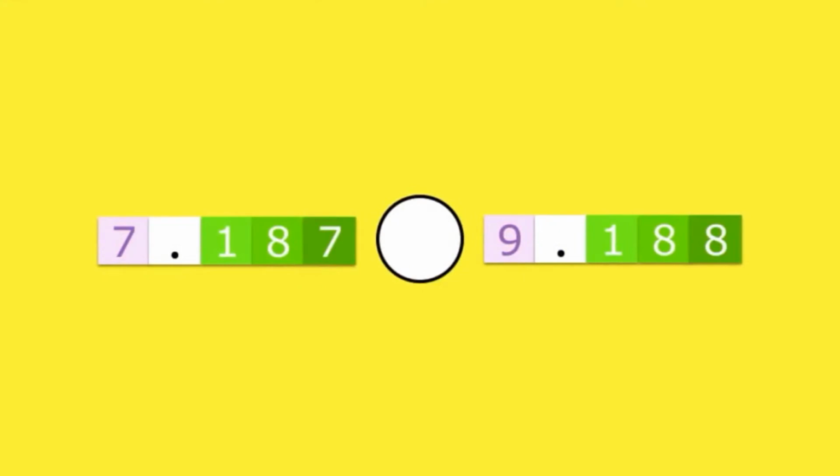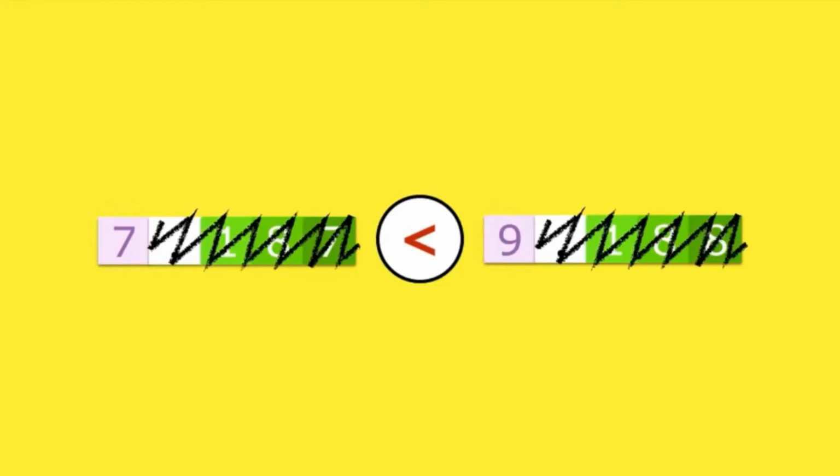First, look at the digits from left to right. The number in the ones place is different. The number on the right has a higher value in the ones place, so it is larger. We don't need to look at any of the remaining values since we worked from left to right.